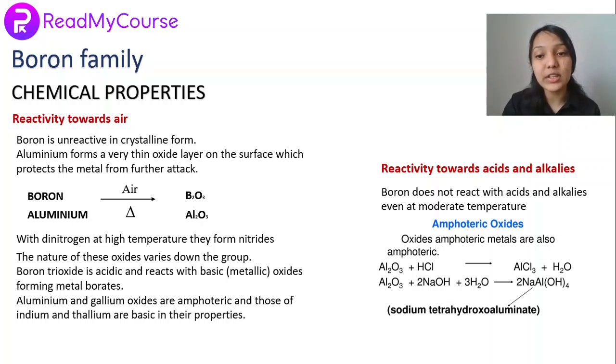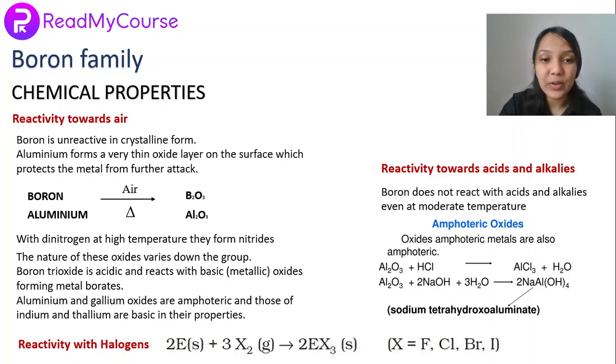So this is about the reactivity towards acids and alkalis. Next is the reactivity with halogens. So when these elements react with dihalogens, they form trihalides of these elements. For example, when they react with F2, Cl2, Br2, etc., they form compounds like BF3, AlCl3. This is about the reactivity with halogens.